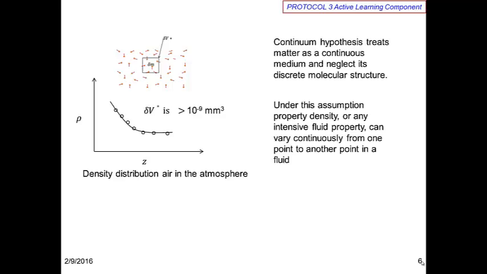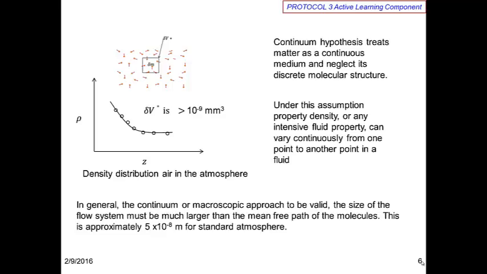Therefore, the property density, or any intensive fluid property, can vary continuously from one point to another point in a fluid. In general, for the continuum or macroscopic approach to be valid, the size of the flow system must be much larger than the mean free path of the molecules. This is approximately 5 × 10 to the power minus 8 meters for standard atmosphere.